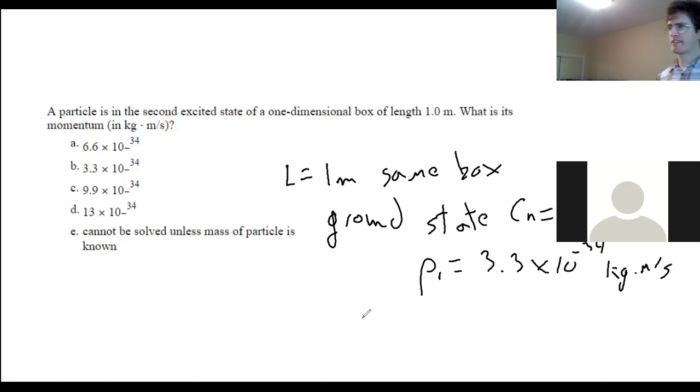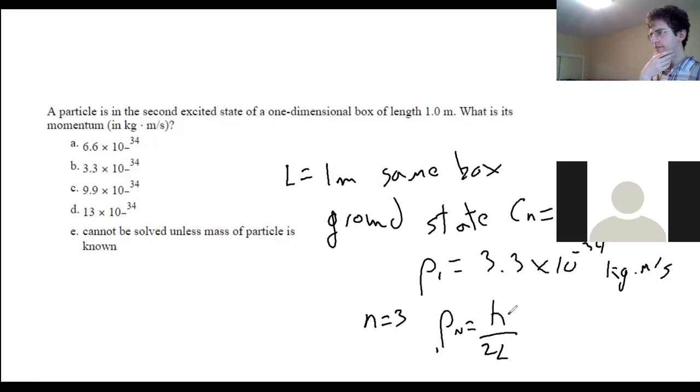So now you're looking for the second excited state. The second excited state is actually n equal to 3, because n equal to 2 is the first excited state. So recall that the general formula is always n h over 2L. In other words, the second excited state is just the ground state momentum times 3, which would be just 9.9.